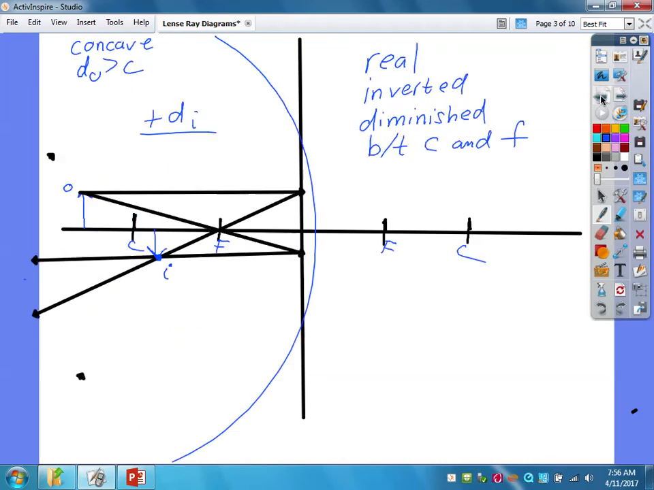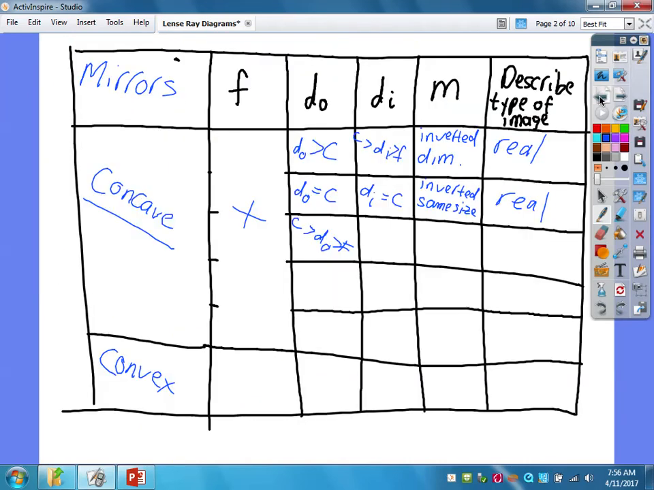All right. Back to your chart. We said DI will be greater than C. It's still inverted, but now it's enlarged. And again, still real.